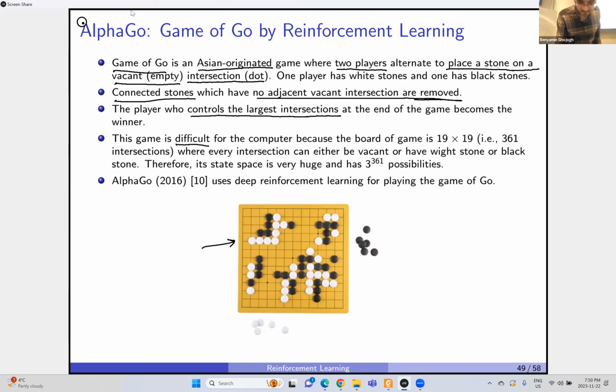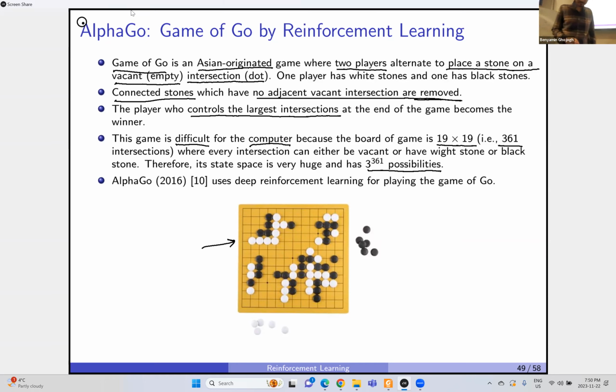This game is difficult. Why? For computers specifically. How many states does it have? It is a 19 by 19 board. So how many cells does it have? 361, right? And each cell can have 3 states, right? Either vacant, empty, or white stone or black stone. So in other words, how many possibilities do we have? 3 to the power 361, right?